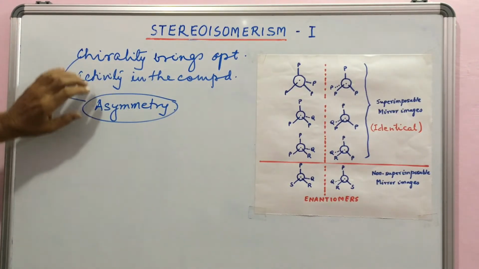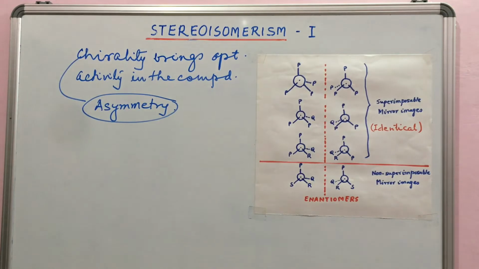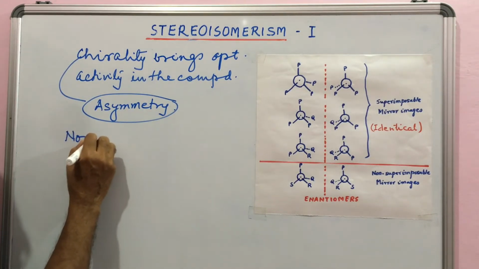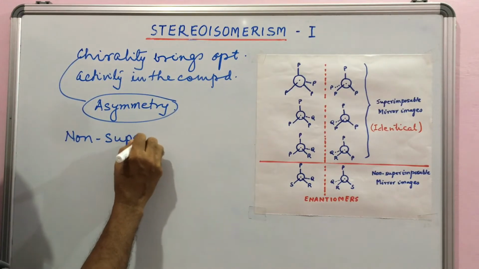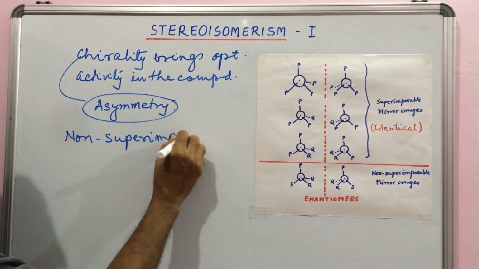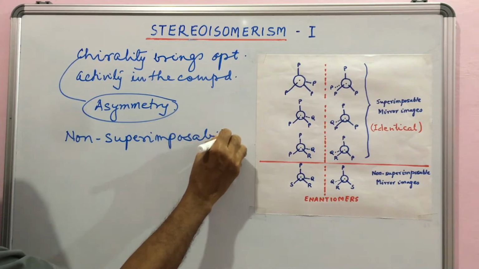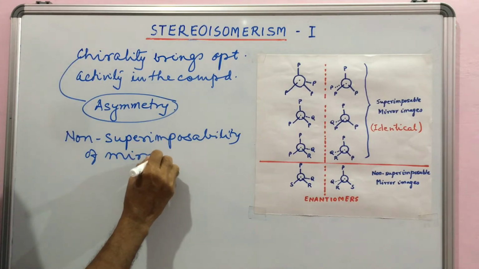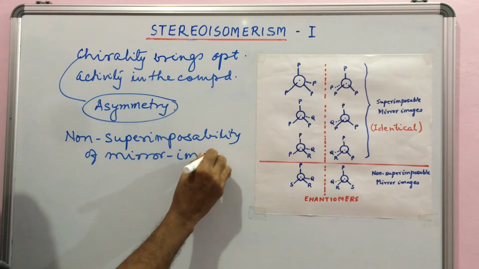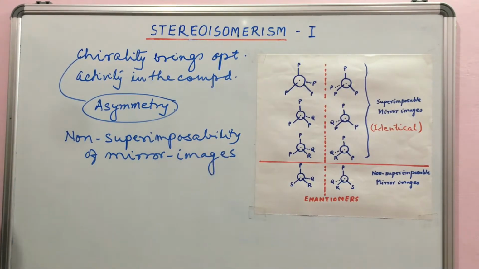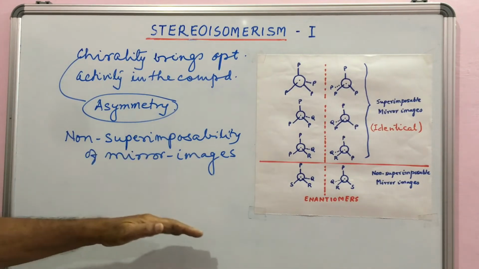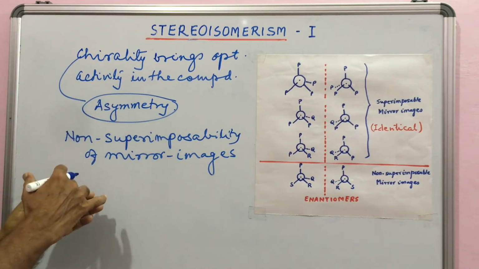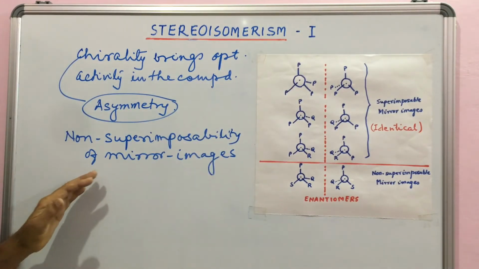What is asymmetry or chirality? It is the non-superimposability of mirror images. That is, a chiral molecule will have a mirror image, and that mirror image cannot be superimposed on it. We will see this by these examples.